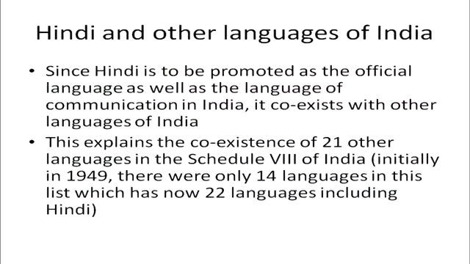This explains the coexistence of 21 other languages in the Schedule 8 of India. Initially in 1949, there were only 14 languages in the Schedule 8. But gradually, as the situations demanded, few more languages were added. For example, Konkani was added later on, recently Maithili has been added, and there is always a possibility of adding more languages by constitutional amendments whenever the parliament considers it fit. So, more languages can also be added. It depends upon the requirement of that particular situation.